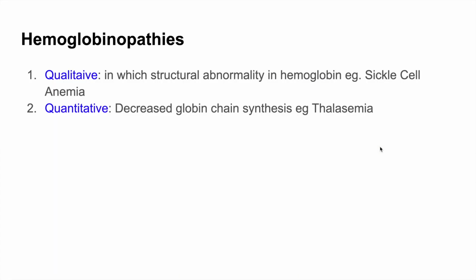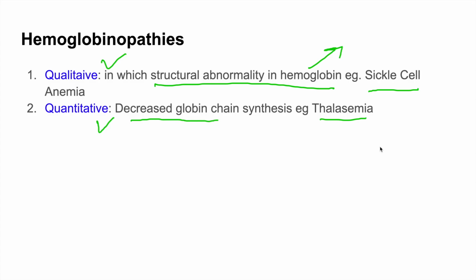Now going to the hemoglobinopathies, you have qualitative hemoglobinopathies and quantitative hemoglobinopathies. Qualitative is such a hemoglobinopathy in which there is a structural abnormality in the hemoglobin. There is no reduction in quantity, the structure of the hemoglobin is abnormal, like in sickle cell anemia. Then you have quantitative disorders, for example thalassemia, in which there is decreased globin chain synthesis.